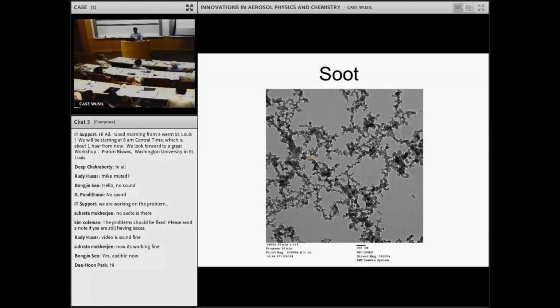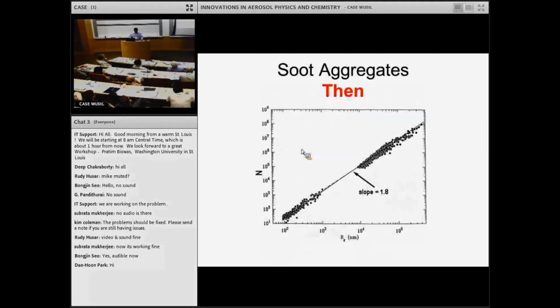So there is a TEM picture of soot. It's a fractal, and if you then do measurements, this is from Chris Sorensen's lab, and I call these soot aggregates. Then this is where you have the mass of the cluster versus its radius, some sort of radius of gyration, and you can see that over a large orders of magnitude of mass and radius, you can see the slope of 1.8. And this is when you kind of declare, we know everything, there's no more to be done, right?